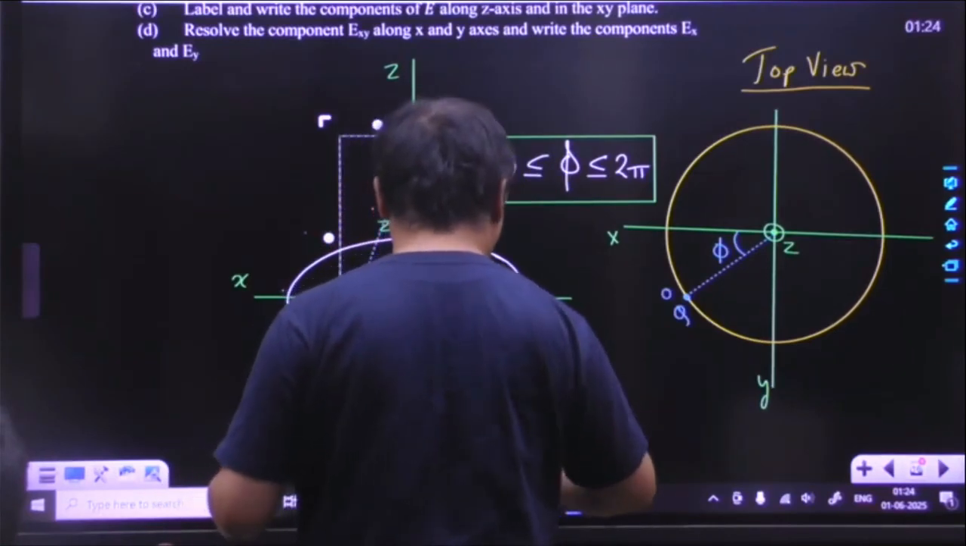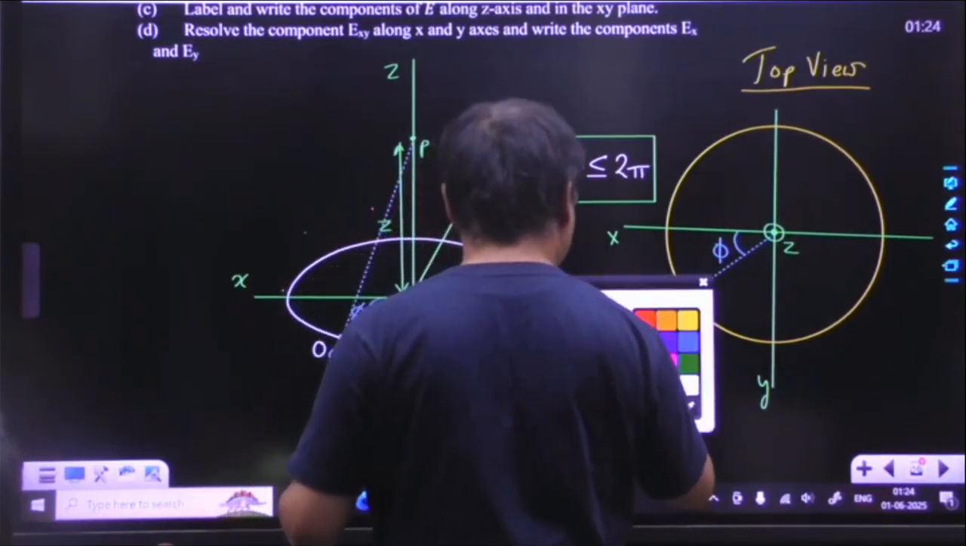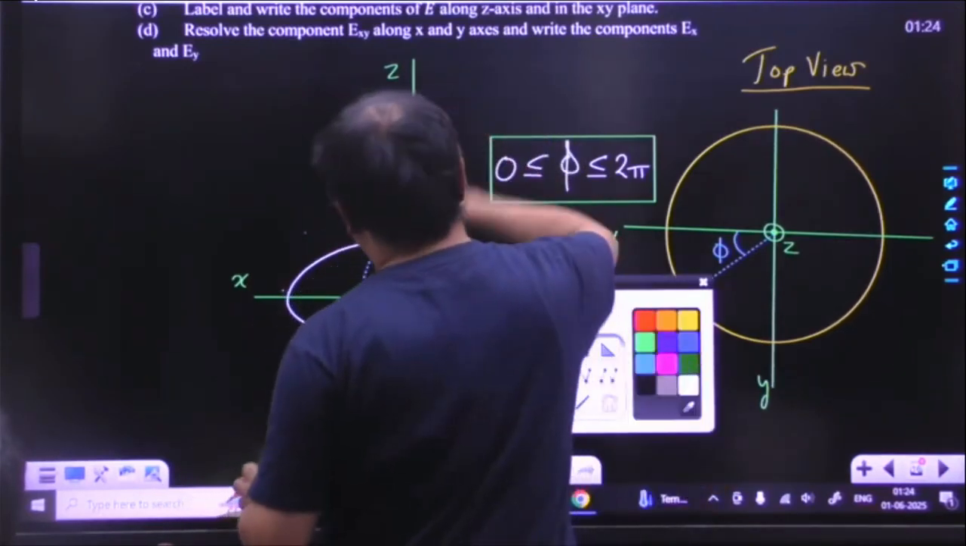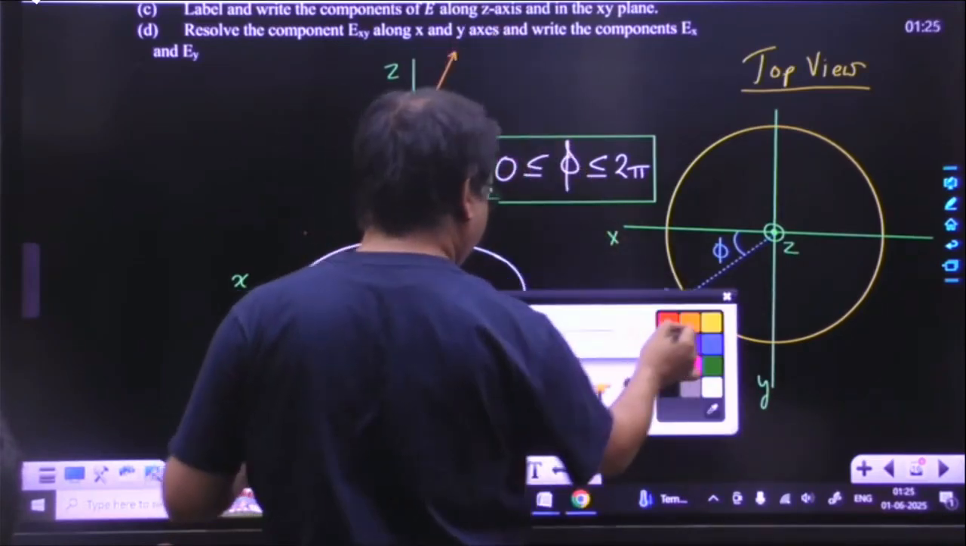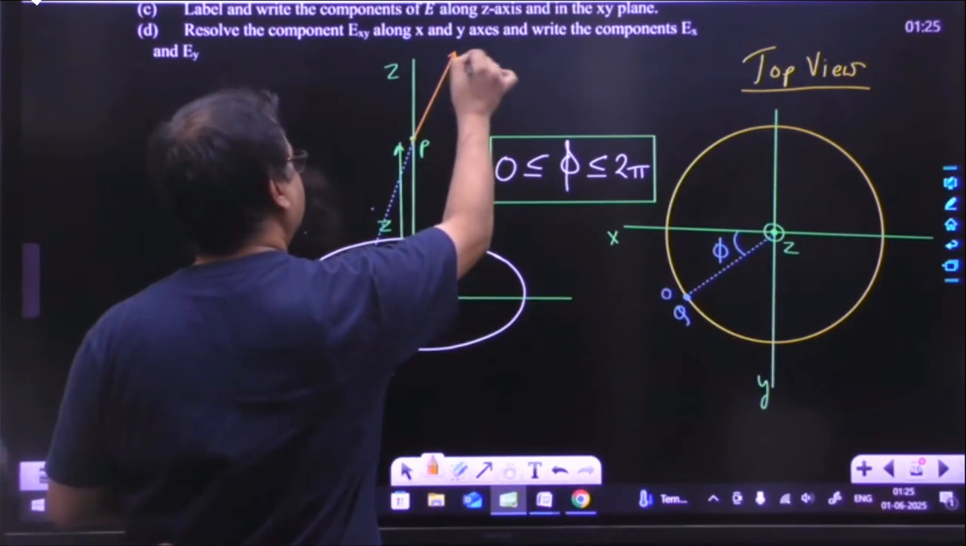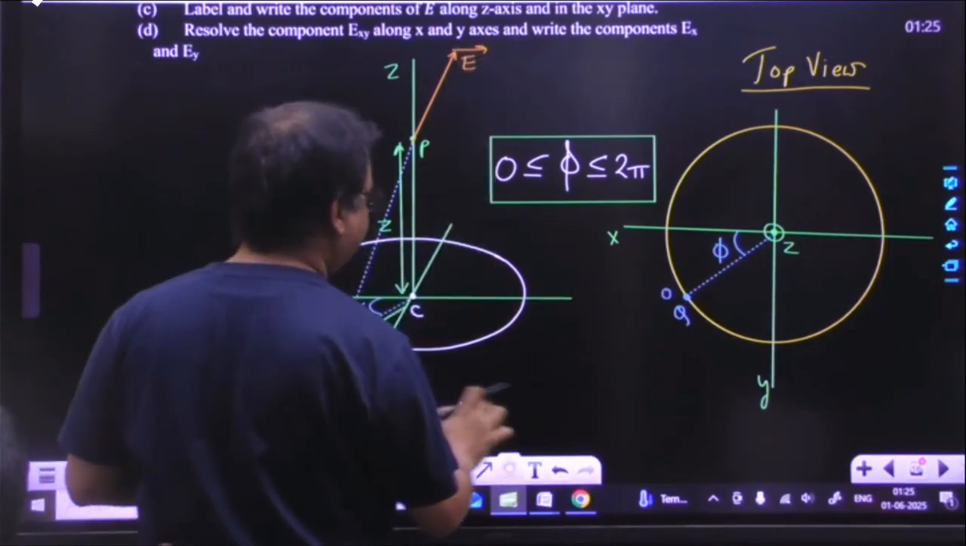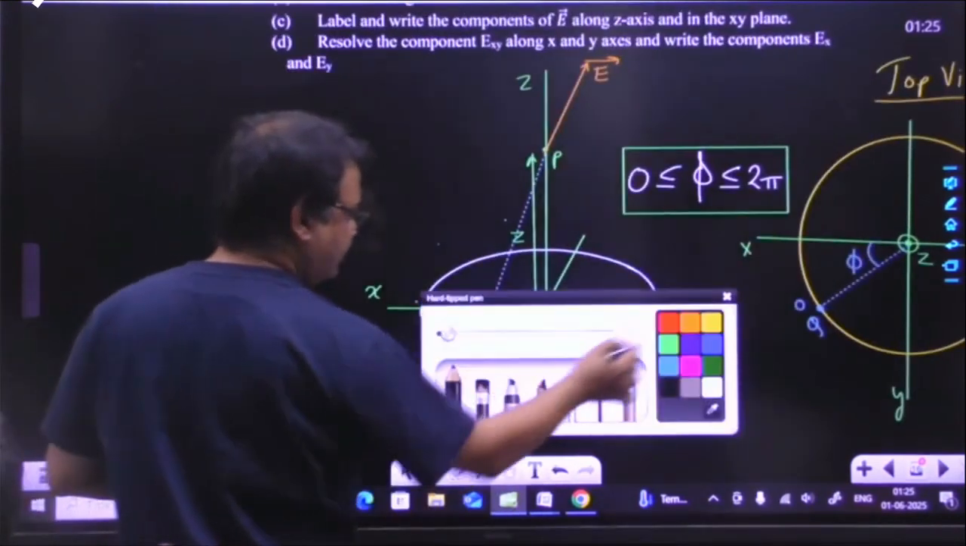So your electric field vector will be along this line OP, and this will be like this, correct? So this is your electric field vector E.